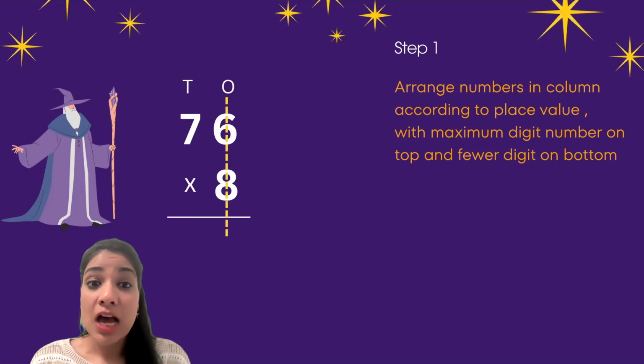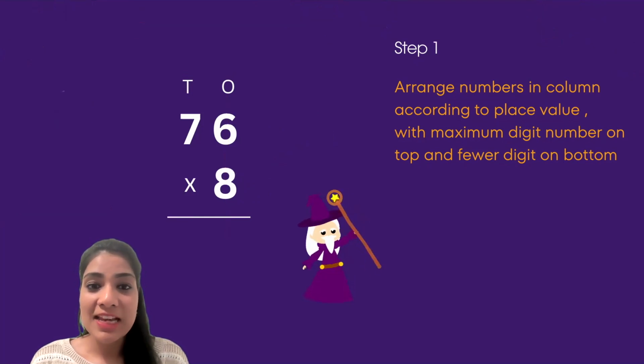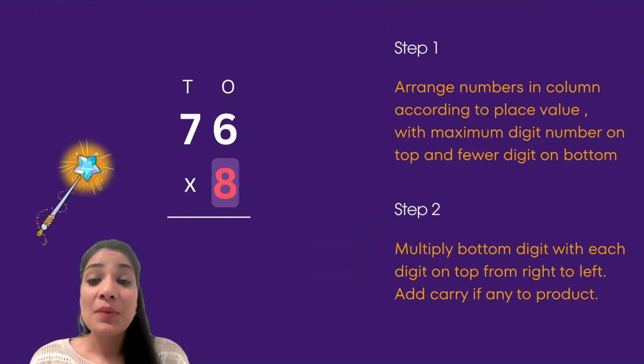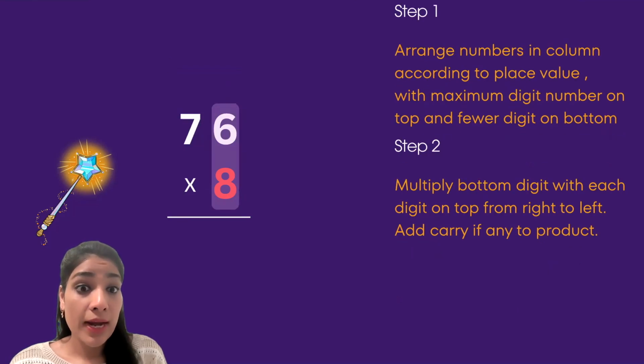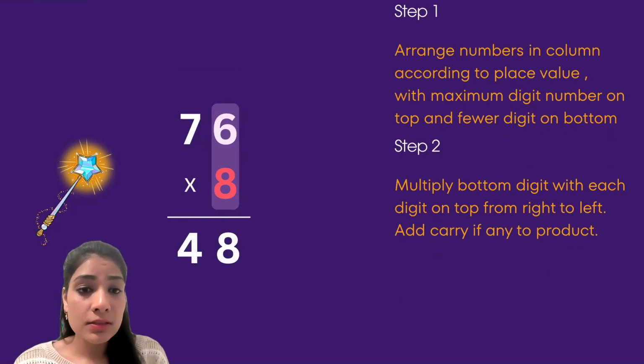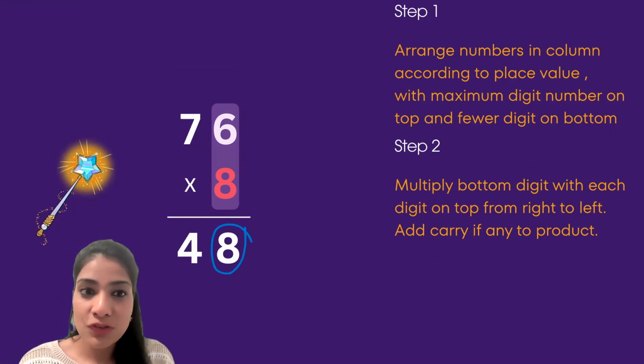Okay, so now that we have lined up, our next step will be to multiply bottom digit with each digit on top from right to left. And if there is any carry, we'll add it to the calculated product. So we have to first calculate 8 times 6 and then we are going to calculate 8 times 7. So 8 6s are 48. But there is only space for ones. What do we do with 4?